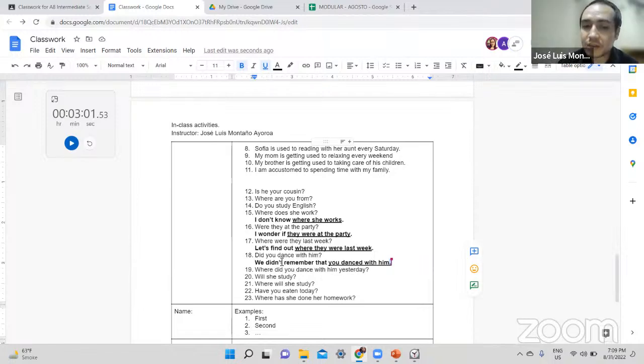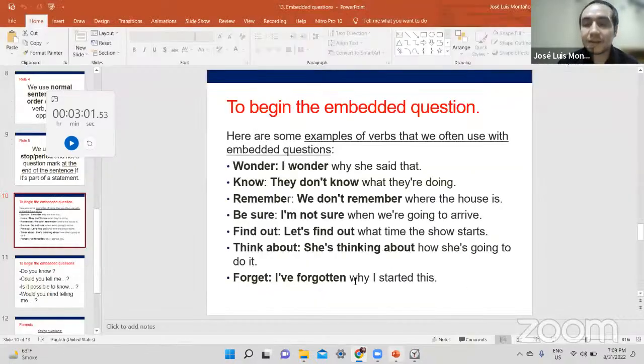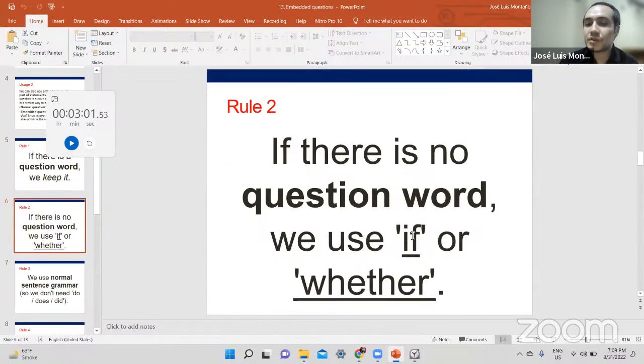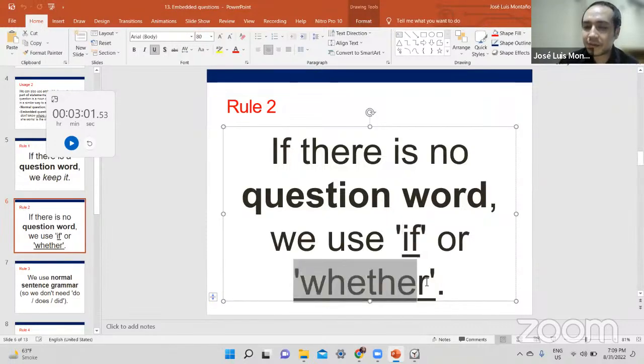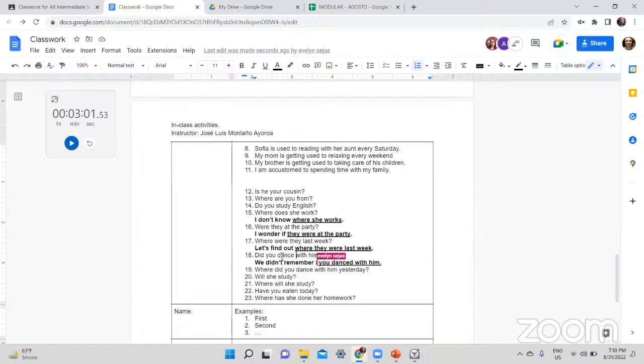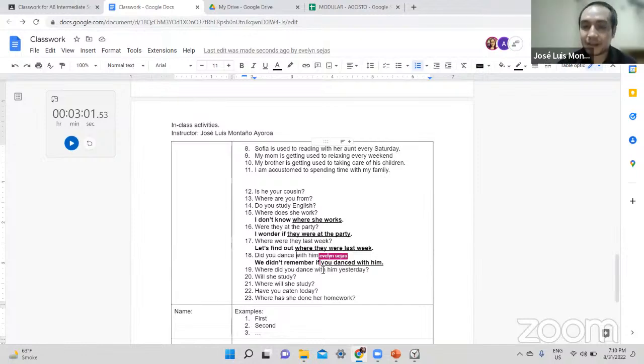Now, one correction. Here, did you dance with him? It's a yes, no question, right? The rule says this, Evelyn. If there is no question word, use if or whether. Okay, this is for embedded questions. If you use that, that's another structure. Okay, it's going to be correct, but it's another structure. If. Okay. If, exactly. I didn't remember if you danced with him. All right, this is only because we're practicing. If you say that, it's correct. But here it's going to be just a little bit different.